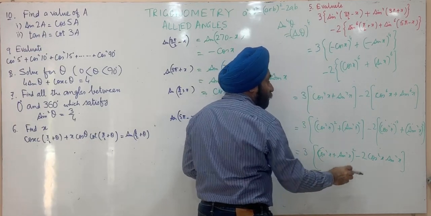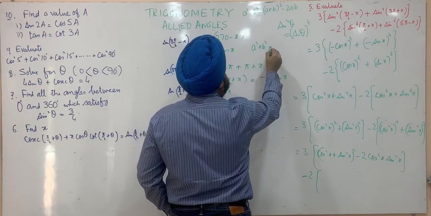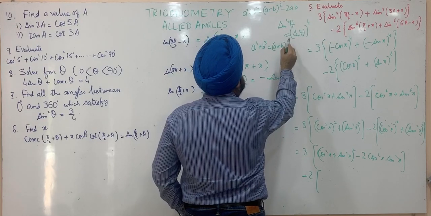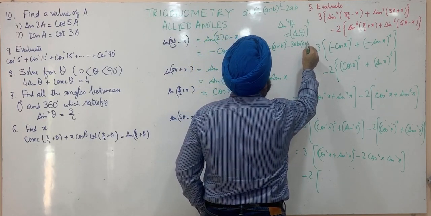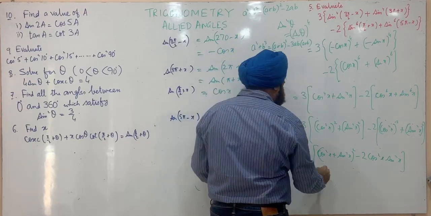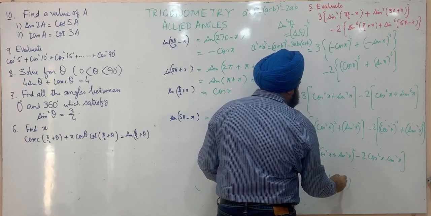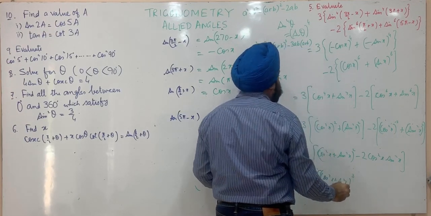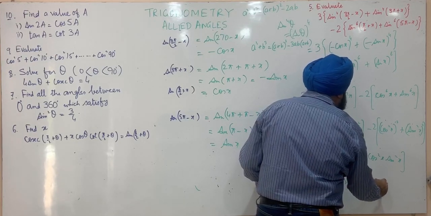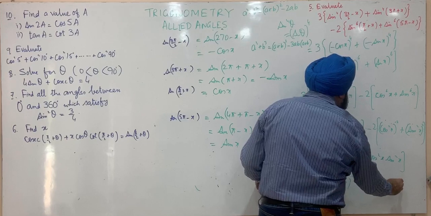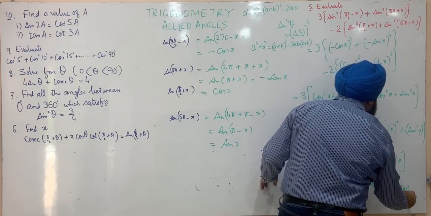In the second bracket it's a cube plus b cube. A cube plus b cube is a plus b whole cube minus 3ab into a plus b. So that's cos square of x plus sine square of x whole cube, then minus 3 cos square of x into sine square of x into cos square of x plus sine square of x.